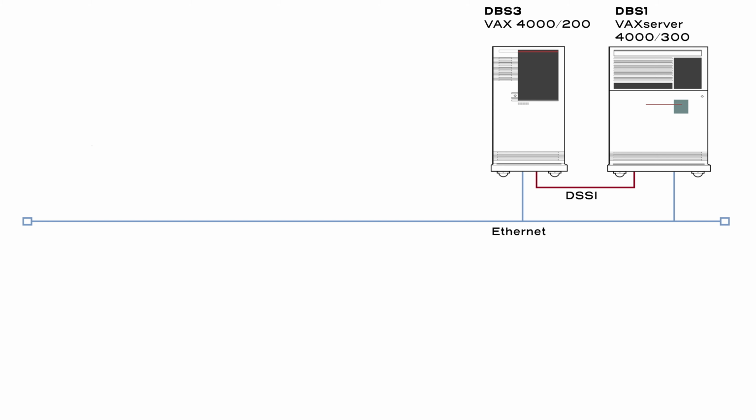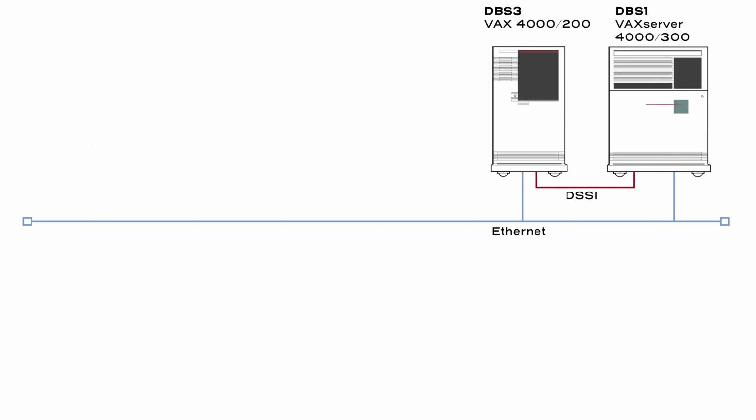So from now, this is the view to the past from that machine. So let's have a look at the current state. This is the current state of my personal cluster. You can see the VAX 4300 and the VAX 4200, and they are connected via DSSI and also via Ethernet.